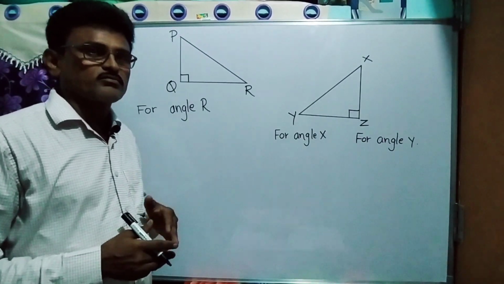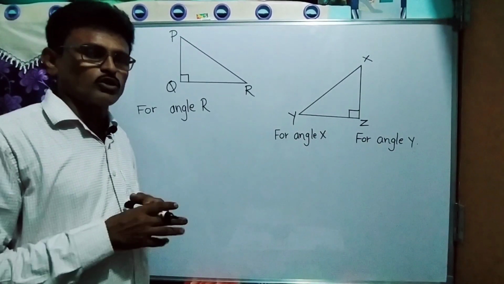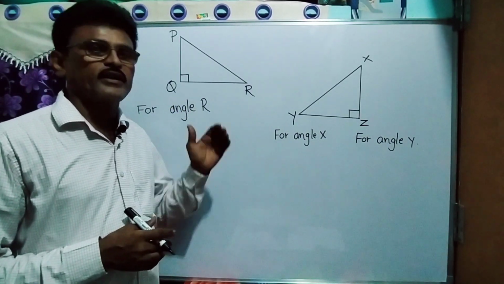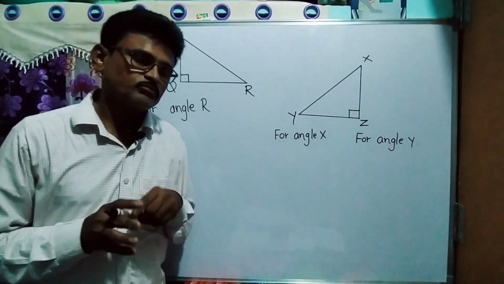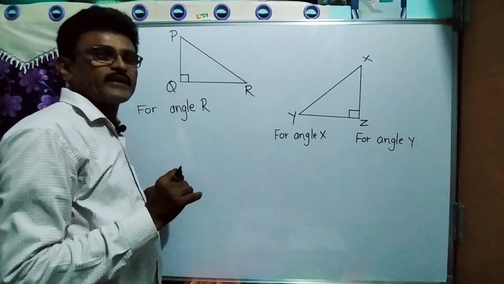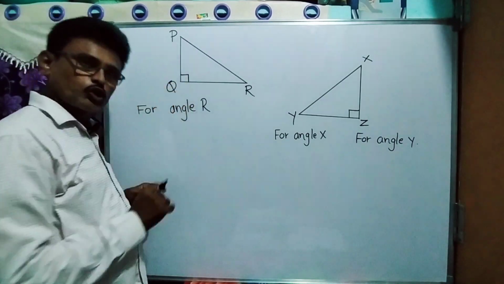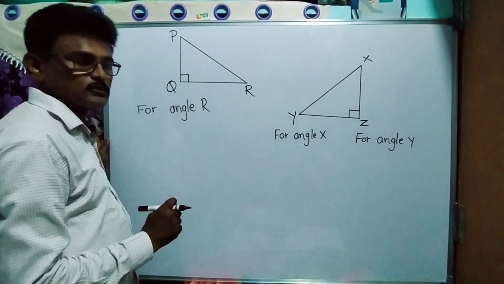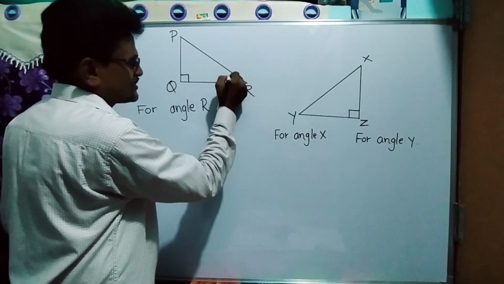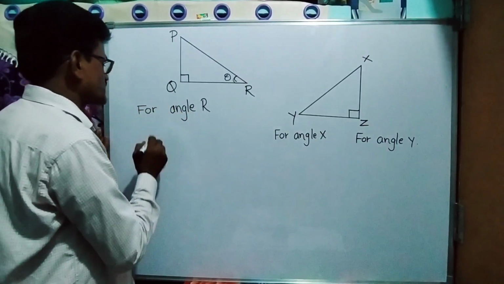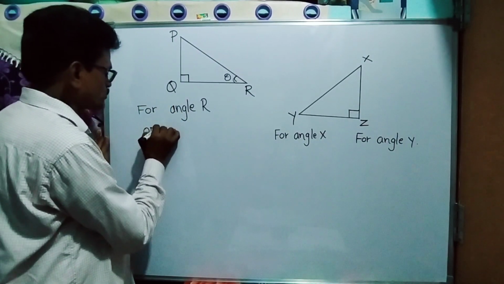See students, now I am going to explain how to find the opposite side, adjacent side and hypotenuse in a right angle triangle. Say PQR. This is the right angle triangle. The right angle is at Q. Now he is asking for angle R. Angle R is here. It is theta. With respect to this acute angle, he is asking to find what is the opposite side.